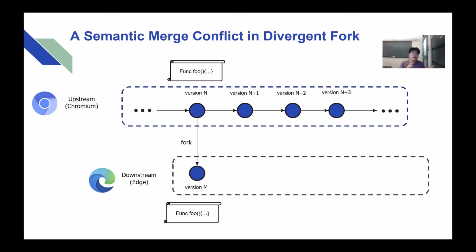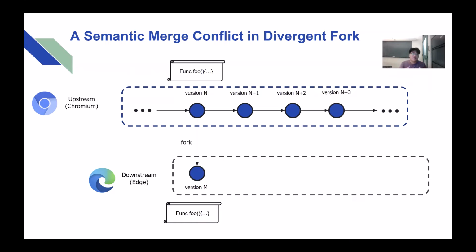So let me show you a semantic merge conflict in a divergent fork. Divergent fork is a structure that's used in Microsoft Edge. Basically, there exist two major repositories here. The first one is called upstream, also called Chromium, and it is maintained by open source developers. The second one is called the downstream, which is basically Microsoft Edge. What divergent fork means here is that the downstream only periodically pulls from the upstream, but very seldom merges back.